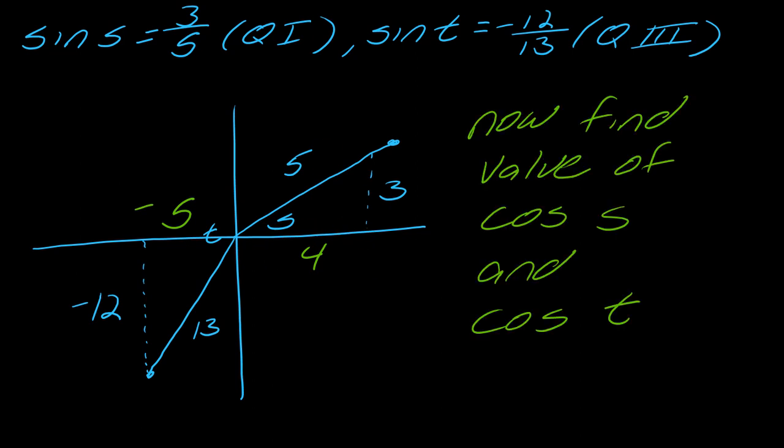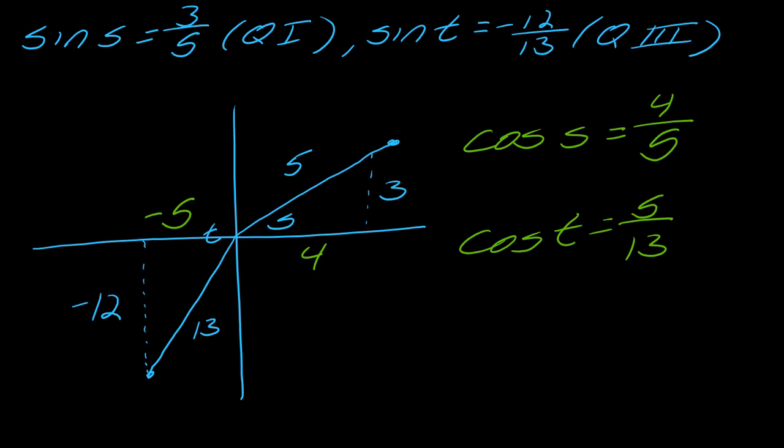And so now we want to find the values of cosine S and cosine T, which I can very easily do with this visual, because cosine S is going to be the adjacent over the hypotenuse. So that's 4 over 5. And cosine of T, oops, let me see, I'm missing my negative here. Okay, there it is. So cosine of T is negative 5 over 13. Again, that's just the adjacent side over the hypotenuse.